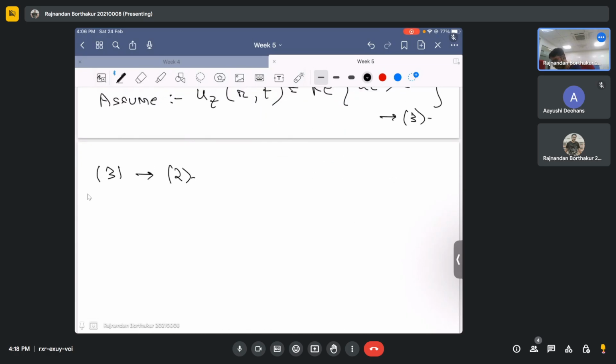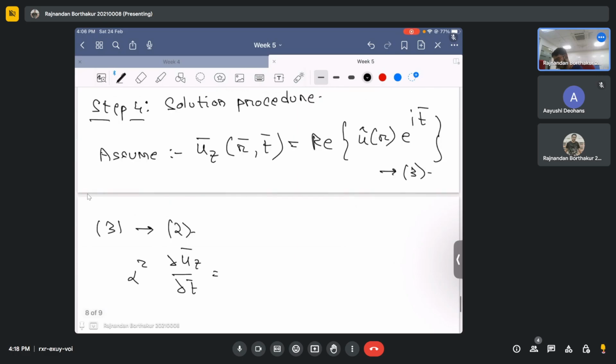We have alpha squared del uj bar by del t bar. If we just plug this into this here, what do we get? So we get I alpha squared. This del t term would basically go out. So it becomes real part of u hat of r e power I t bar.